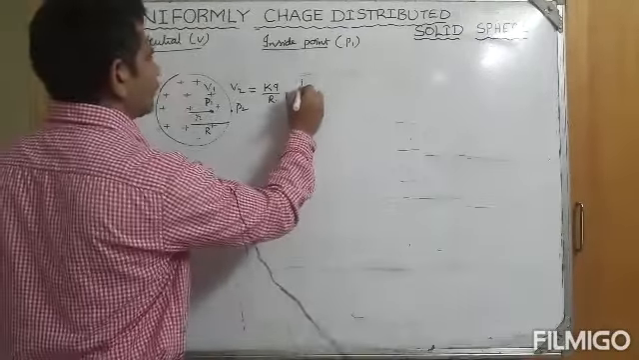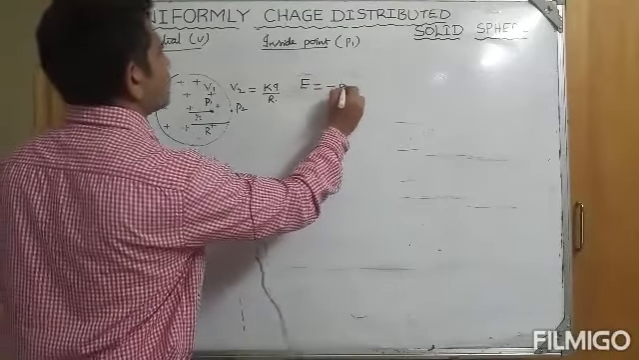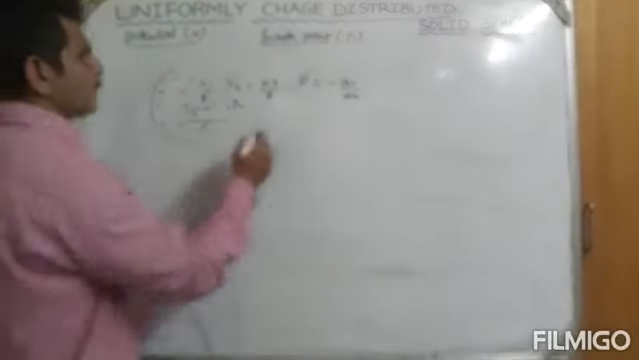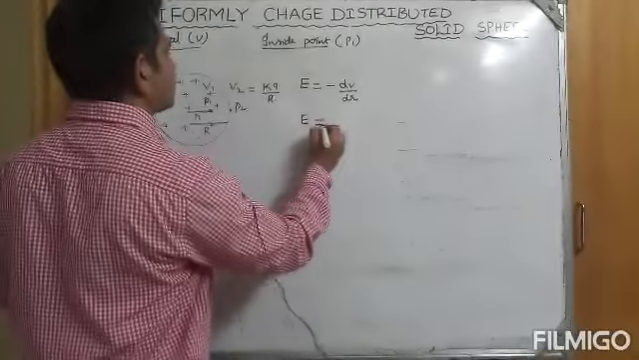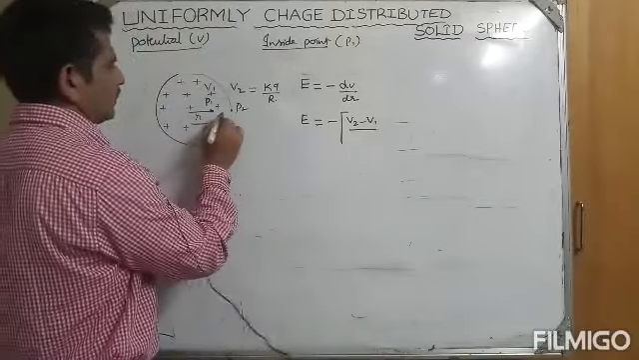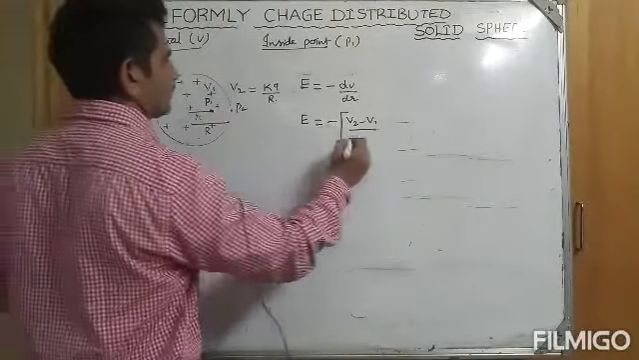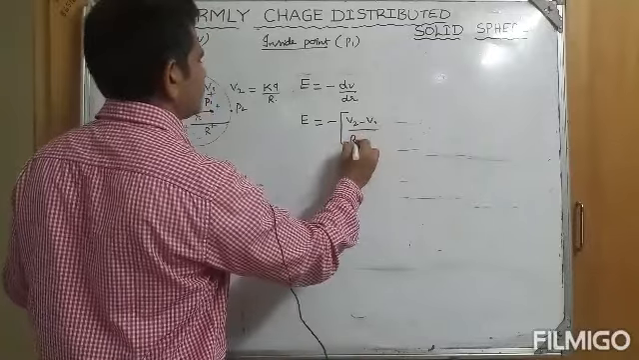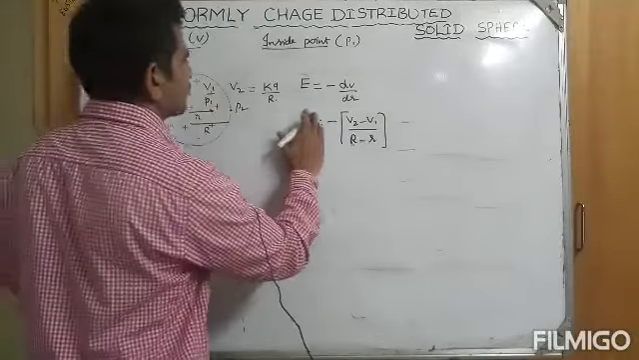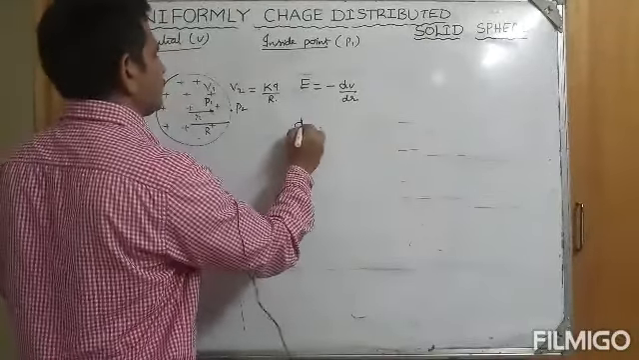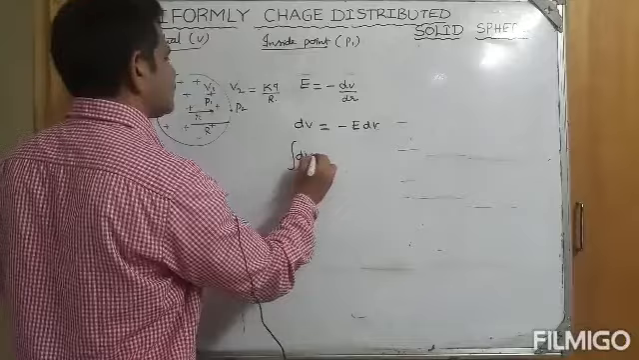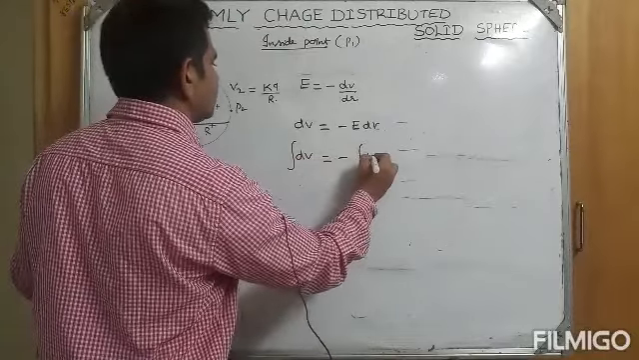According to that, E is equal to minus dV by dr. E is equal to minus V2 minus V1 by the distance between them, R minus r. Understand? So what is the electric field intensity on the surface? So instead of that, better to go for integration. dV is equal to minus E dr.